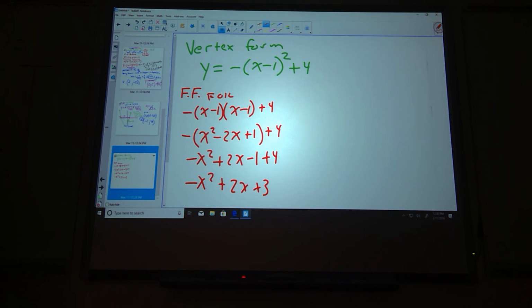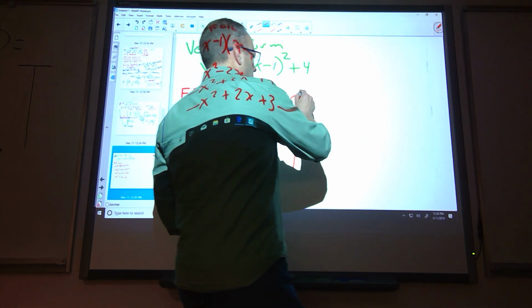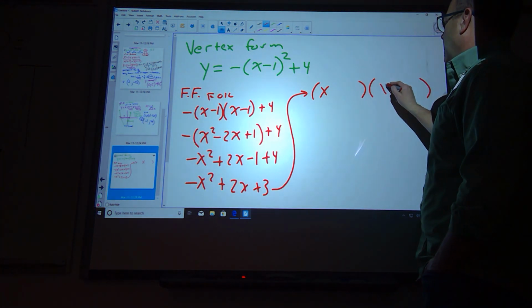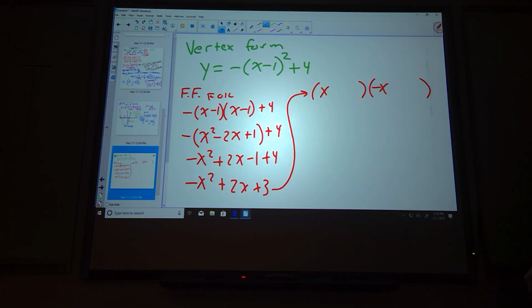Maybe? Ew. Any idea how to factor this? Let's think. So I have an x and an x, but I'm going to make one of them negative. What's making one of them negative?